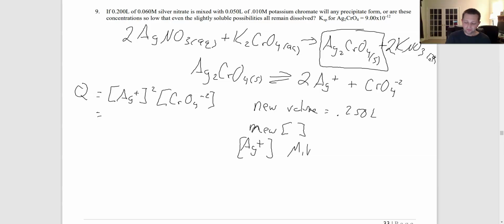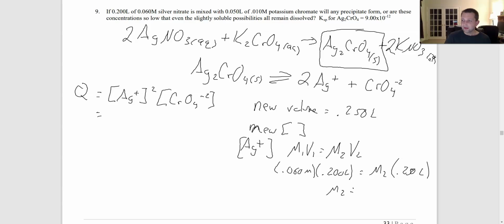So we have M1V1 equals M2V2. Your M1 for your silver ion was 0.060, your V1 was 0.200 liters. That equals M2 times V2, which we said was right here, our new volume, 0.250 liters. Solve, and you get your M2 for your silver ion equal to 0.048 molar Ag+.